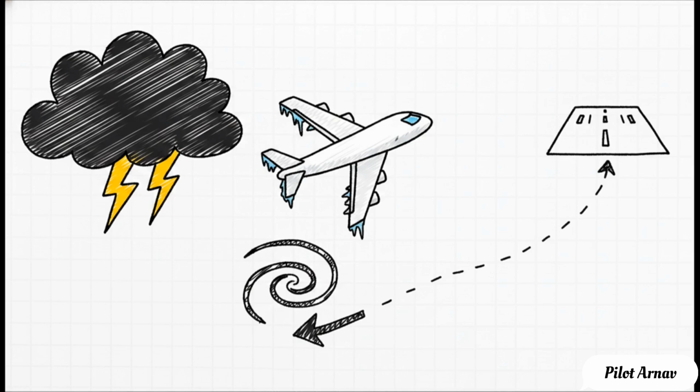When you encounter severe icing, your aircraft's lift is immediately compromised. When you hit wind shear, your airspeed can drop dangerously close to stall speed in a matter of seconds. It's intense, and this is exactly why we study the atmosphere.